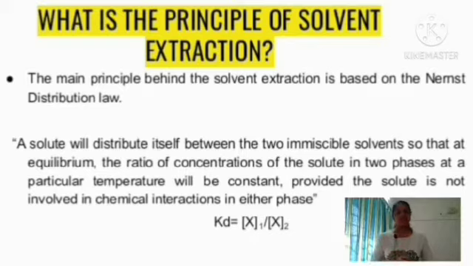Then that constant is termed the distribution constant, and it is denoted by the letter Kd. Kd can be represented as the ratio of the concentration of X, where X means the extractant, in one phase. One phase can be aqueous or organic, so conveniently we can take one as the organic phase, divided by the concentration of X in the aqueous phase. So Kd is equal to the concentration of X in the organic phase divided by the concentration of X in the aqueous phase.